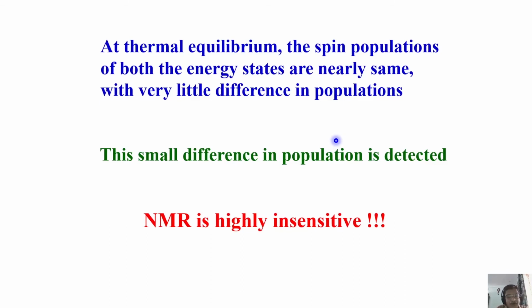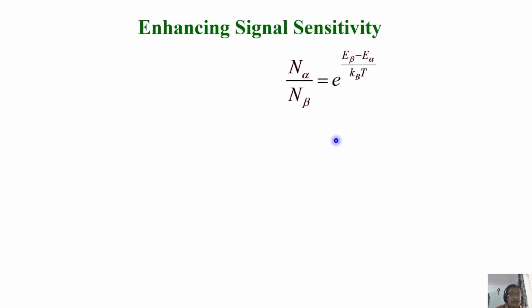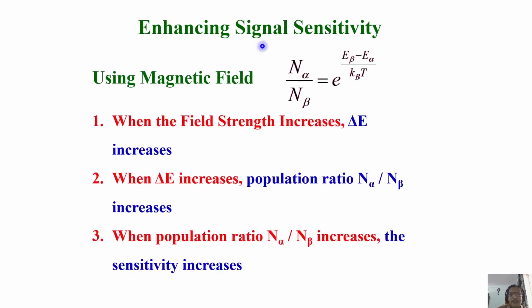Of course, there are ways to increase the sensitivity. We can do that. A number of ways are there to enhance the sensitivity. I can make the signal intensity more and more by various things. Look at the Boltzmann equation. Now, this is in my hands. This energy separation becomes larger and larger with magnetic field. So, the larger the magnetic field, the larger the energy separation.